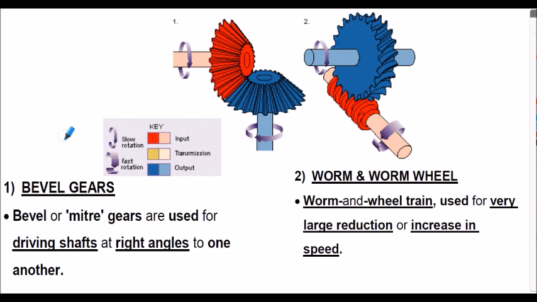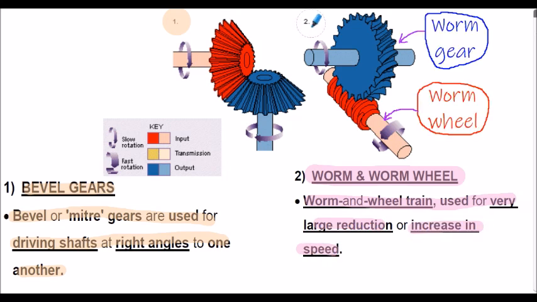Just for reference, there are other types of gears, such as bevel gears. These bevel gears, or mitre gears, are used for driving shafts at right angles to one another. Bevel gears shown in this top left-hand sketch here. And also, the worm and worm wheel can be used. And this is used where very large reductions or very large increases in speed is required. The top right-hand sketch here. Here's the worm gear, and here's the worm wheel.